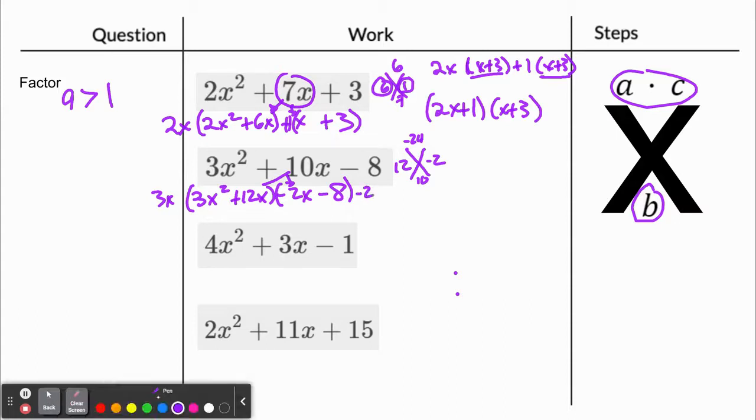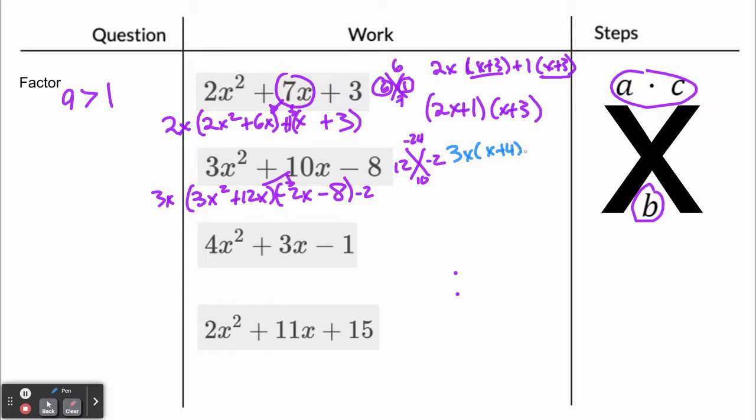So my new, let me change up colors here so that we're not mixing these up. So then I get 3x on the outside, x plus 4, negative 2 on the outside, x plus 4. If we see, hey, these are the same, now I factor that out, and I get 3x minus 2 times x plus 4. Same thing for the next one.